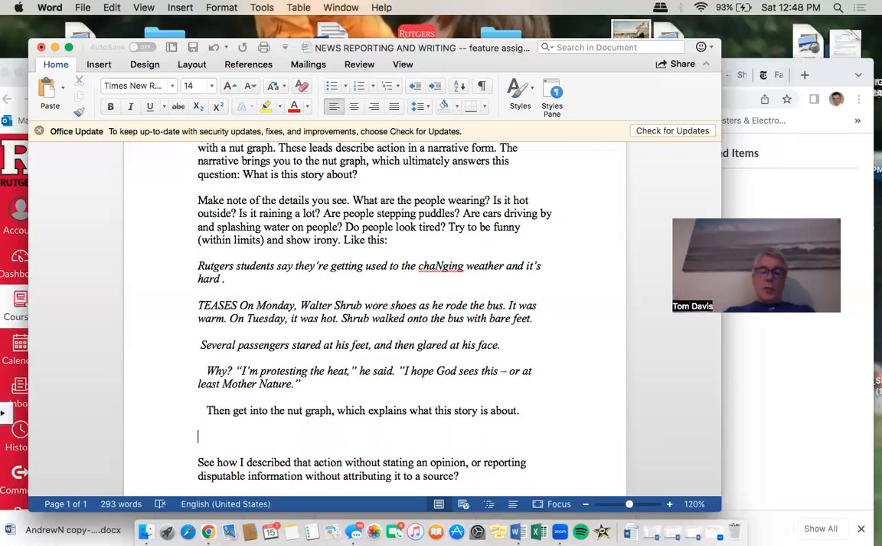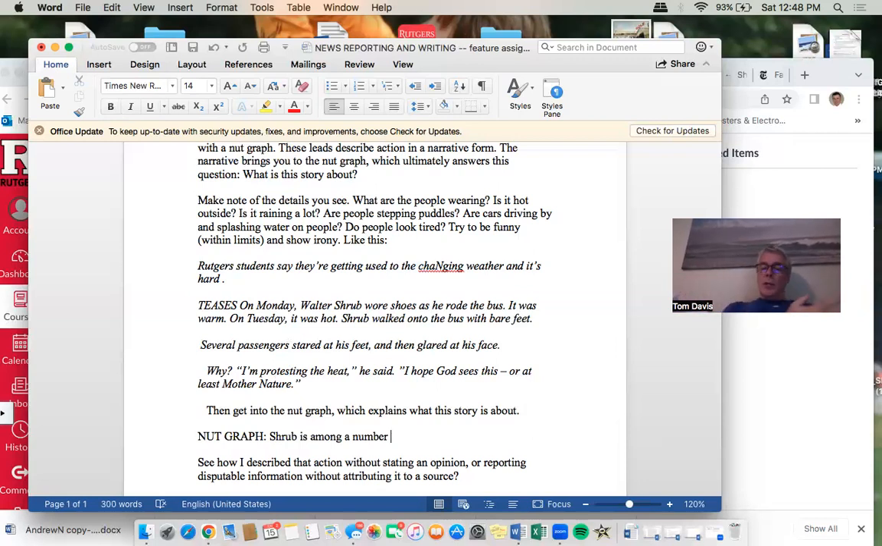Then you come to what they call the nut graph. The nut graph is almost like a delayed lead, even though this is all the lead right here. But this is the graph where you sum up everything like you would normally in your typical hard news lead. So you would say, "Shrub is among a number," and that's actually a good way of transitioning into the nut graph.